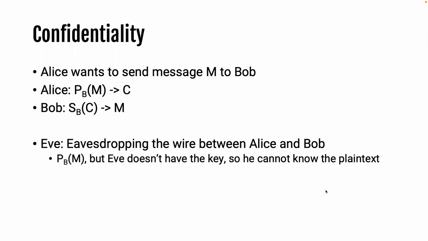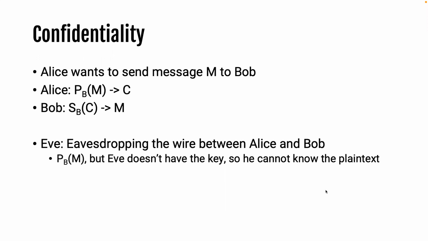Okay. So suppose that Alice wants to send a message to Bob. In this case, Alice encrypts the message using the public key of Bob, right? And then generates a ciphertext and sends it to Bob. And then Bob uses his own secret key, which I denote as S of B, to decrypt the message and get the plain text.